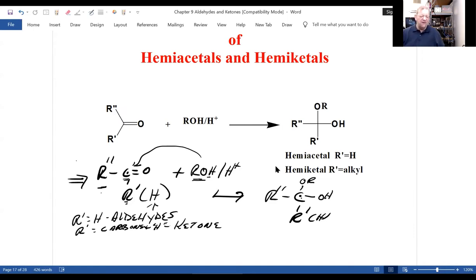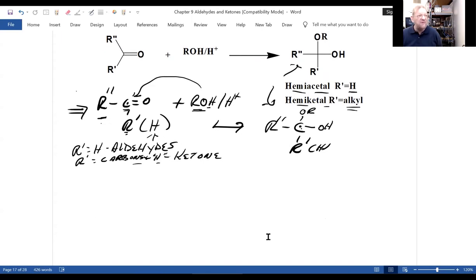Now, I will never ask this on a test, but other classes might bring this up. When you start with an aldehyde, R prime is H, this new molecule you made is called a hemiacetal. When you start with a ketone, R prime is alkyl or cycloalkyl, carbons and hydrogens, you get a hemiketal. Yes, there is nomenclature for those, but I'm not going to go into that in this class. But I will do the chemistry. So let's go look at some reactions.